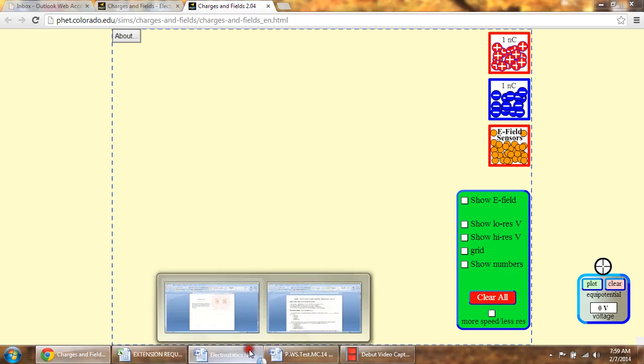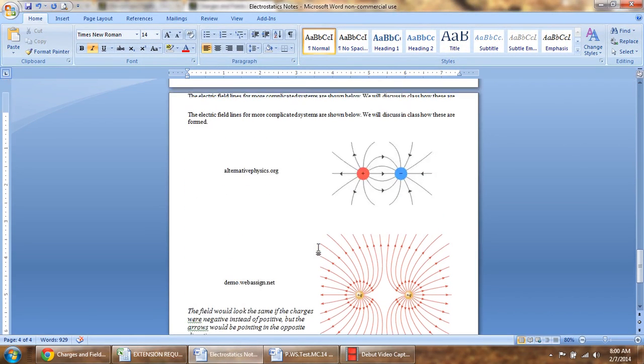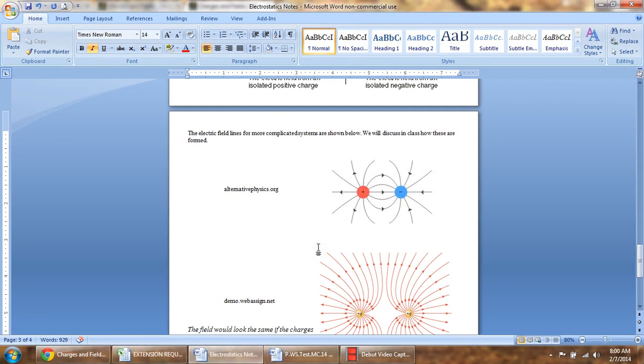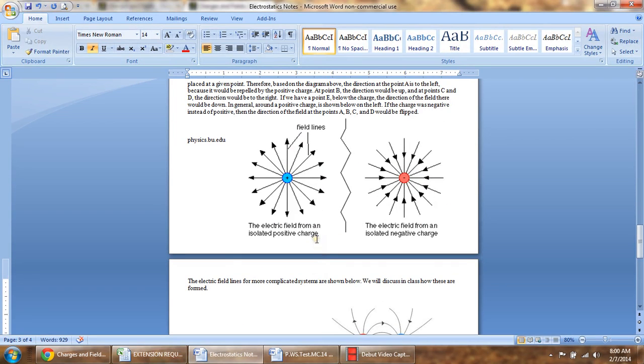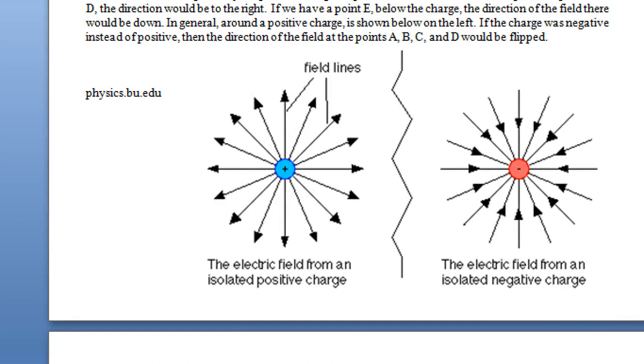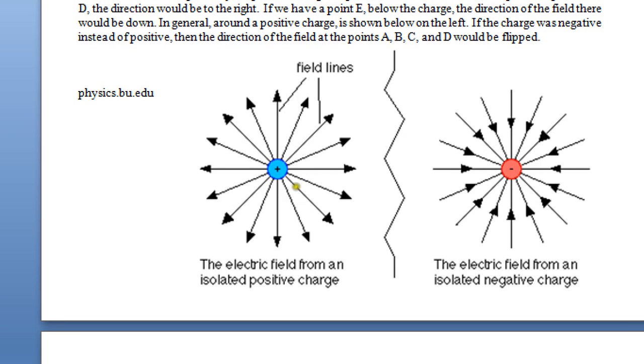So let's take a look at what the fields actually look like in a little bit more detail. These notes can be found on Blackboard. So we have a positive charge. We see the field lines are all radiating away from the positive charge. The negative charge by itself looks the same as it does with the positive charge, except your arrows are all pointing inwards. A positively charged particle would want to accelerate in.